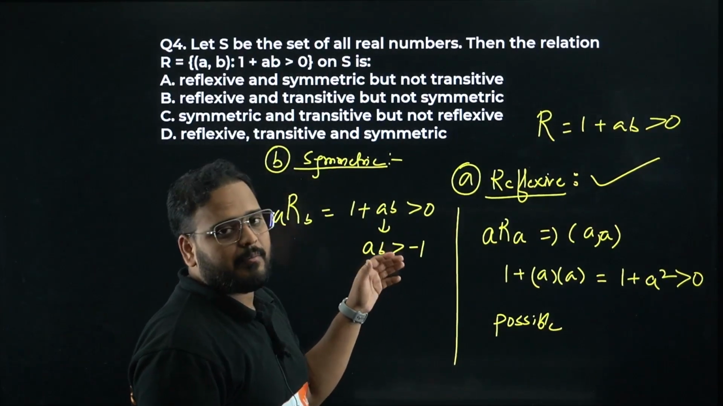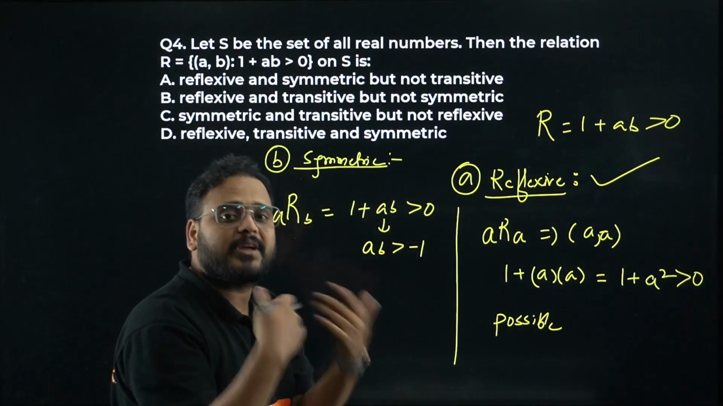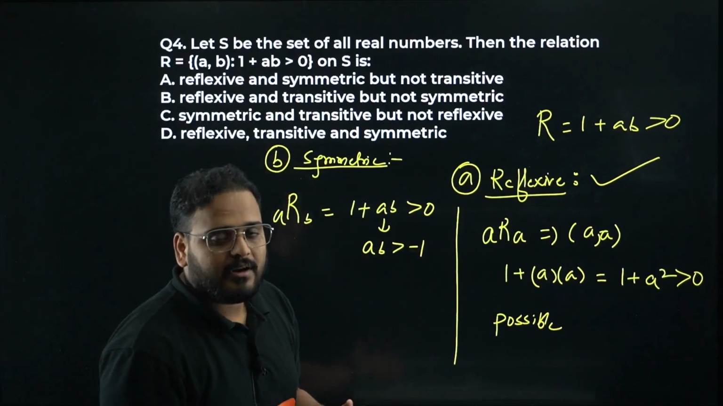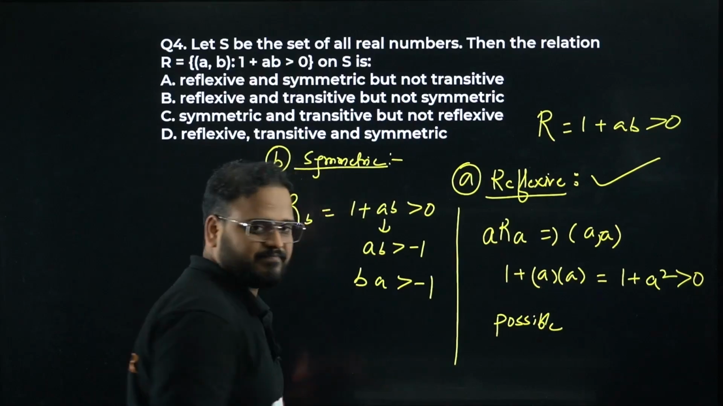If I take, let's say, -2, it becomes 1 minus 2. How much is that? Negative. That is not true. That cannot be the case. AB has to be more than -1. Correct? In that case, what will happen, sir? Even BA will be more than -1.